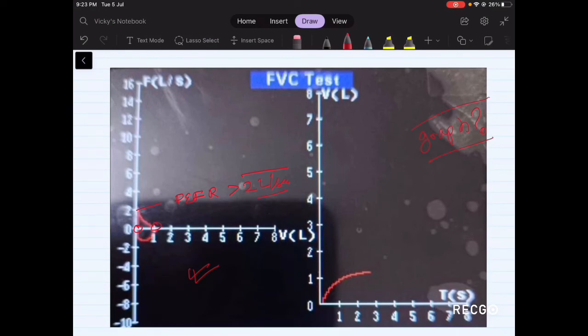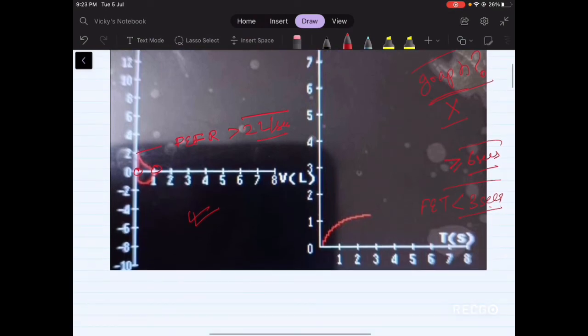Then coming to the volume time graph. You can see the post expiration time is less than 3 seconds. It should be almost more than or equal to 6 seconds, but it is only 3 seconds. So this graph is not accepted. So we won't go to the next step. We won't see FEV1 by FVC. We won't be doing any result, and we have to repeat this spirometry test for the patient. So this graph is rejected, right?